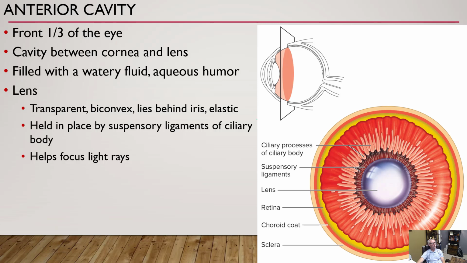All right, so we also have this anterior cavity. This is still in the middle portion of the eye. The anterior cavity makes up the front third of the eye. It's going to be between the cornea and the lens. It's filled with a watery fluid. We call this aqueous humor. So you could actually stick a needle in your eye and drain out that watery fluid. I don't recommend doing that. But basically it's a watery fluid.